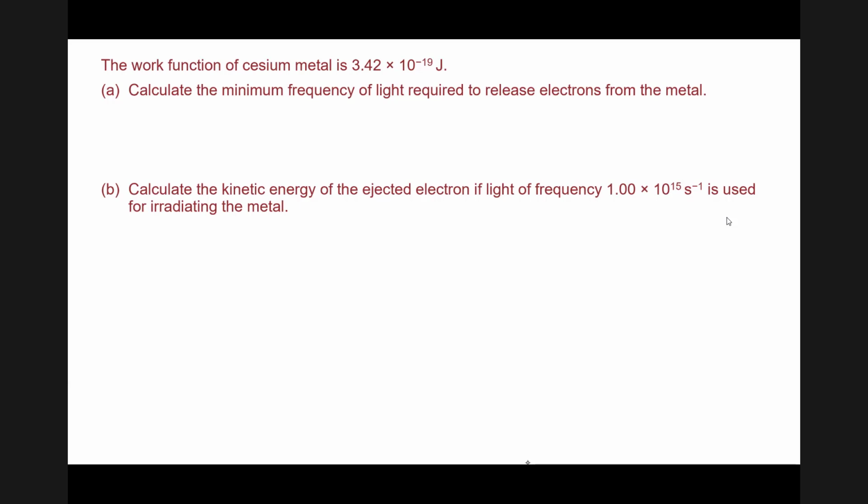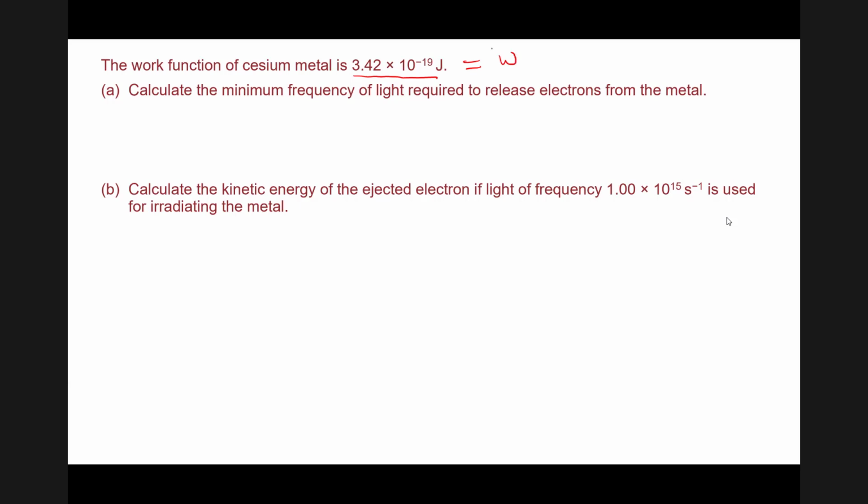If we have cesium metal with the work function of this value right here, and we want to calculate what is the minimum frequency of light that could eject an electron from the surface of this metal. That value here is the work function W.